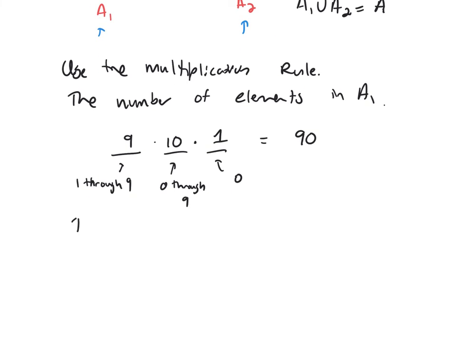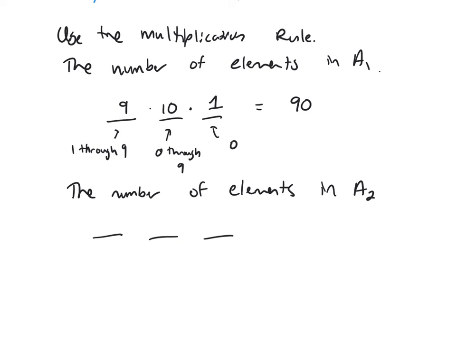The number of elements in A2. Well, again, we have 3 digits here, but now our last digit needs to be a 5, so there's one option here. Only 5 can go in that last spot. You still have 9 options for the first one and 10 options for the second one, so it is 90.